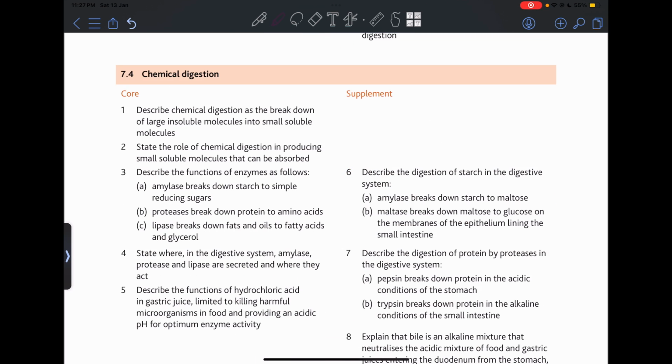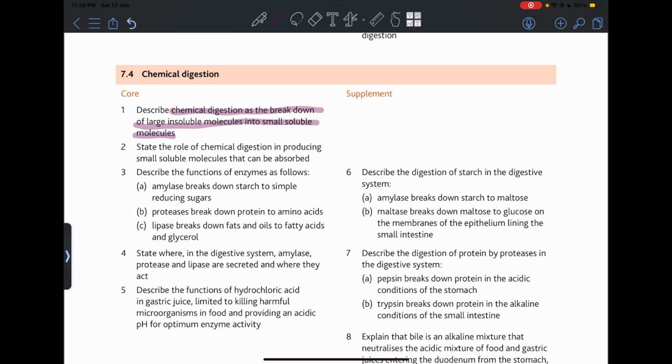7.4 is about chemical digestion. All students, core or extended, have to memorize that chemical digestion is the breakdown of large insoluble molecules into smaller soluble molecules. This is a definition you have to memorize. Number 2 says state the role of chemical digestion in producing small soluble molecules that can be absorbed.